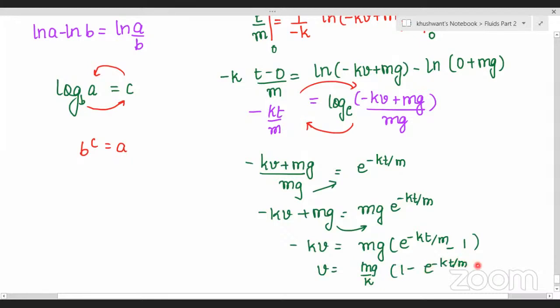Okay. Continue. So we can write therefore v is equal to mg by k whole into 1 minus e power minus kt by m. Is this clear? Are we clear on this? Yes, sir. We have just interchanged the minus sign, because minus k is going on the other side and the rest remains the same.